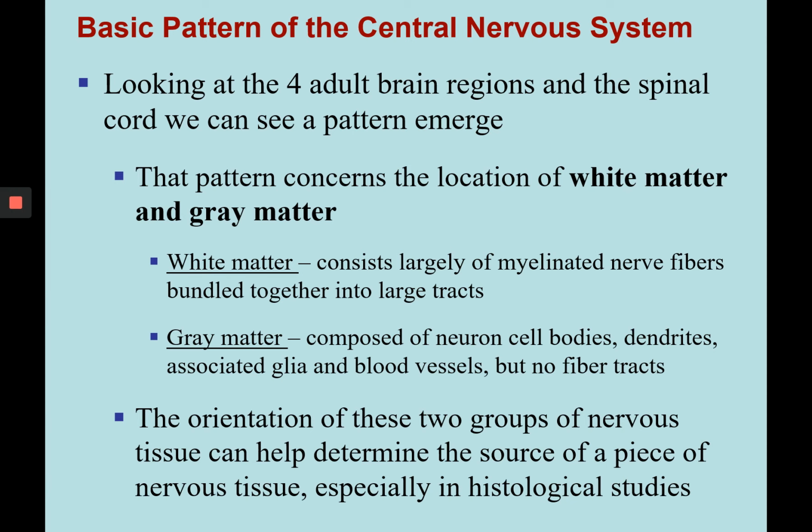Next, we want to talk about the basic pattern of gray and white matter in the central nervous system. White matter consists largely of myelinated nerve fibers, and white matter is made up of fatty substances. Fat doesn't stain, and histologically it appears lighter than gray matter, which is composed of neuron cell bodies, dendrites, glial cells, things that aren't myelinated, essentially. And the orientation of these two groups of nervous tissue in the brain and spinal cord differ.